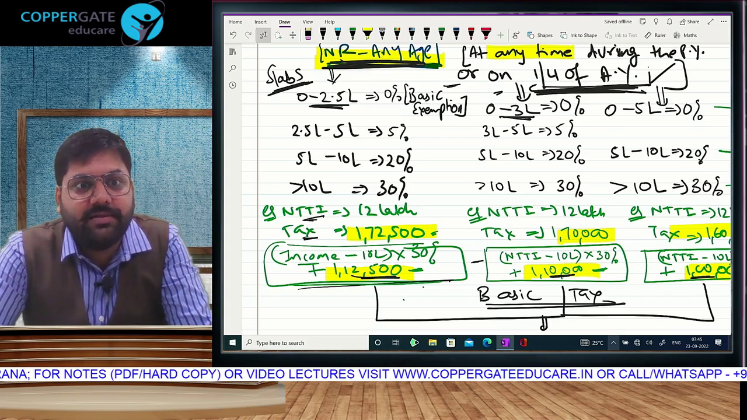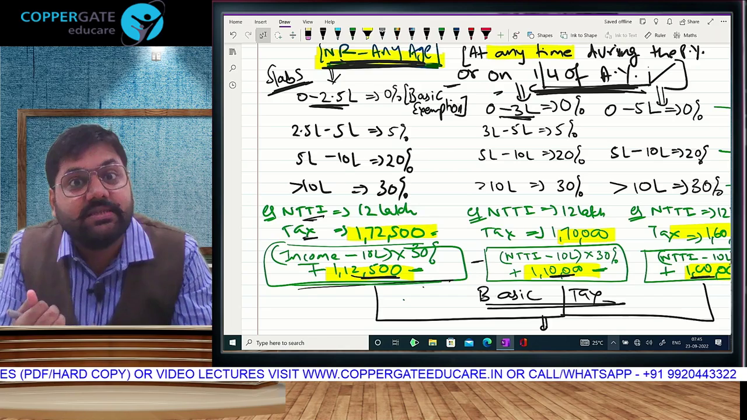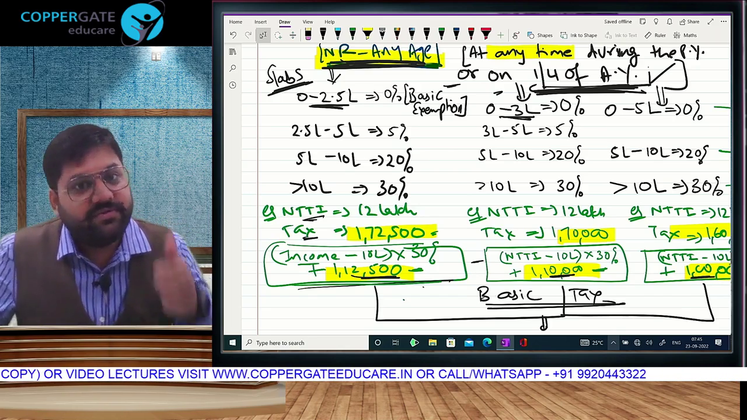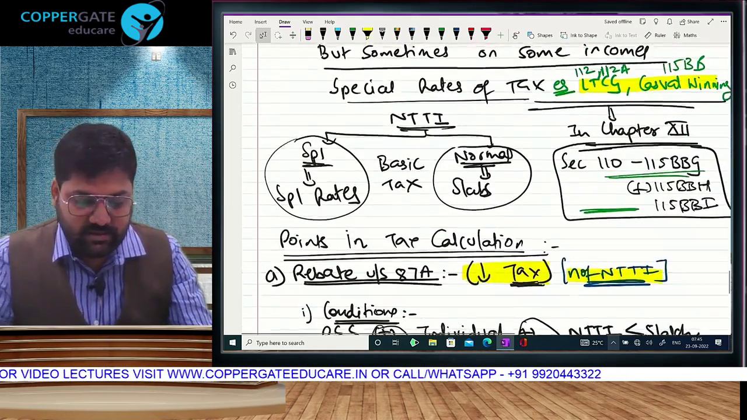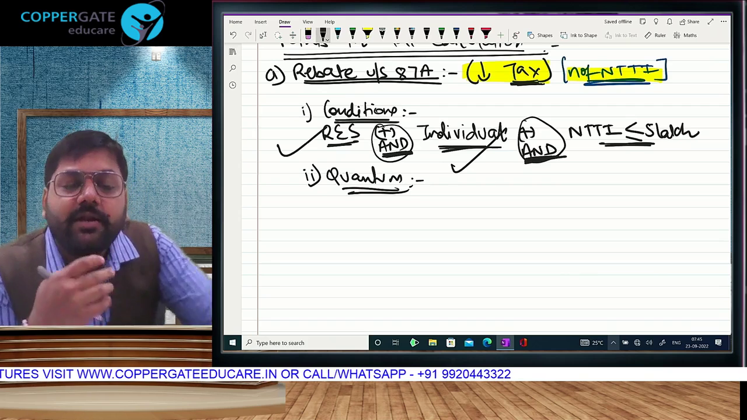All 3 are ineligible. They are residents. They are individuals. See, senior citizen too has to be resident, no? They are residents. They are individuals. Still they are ineligible.